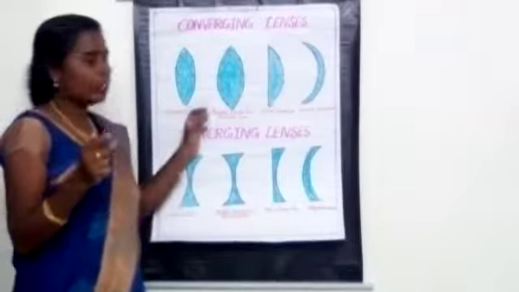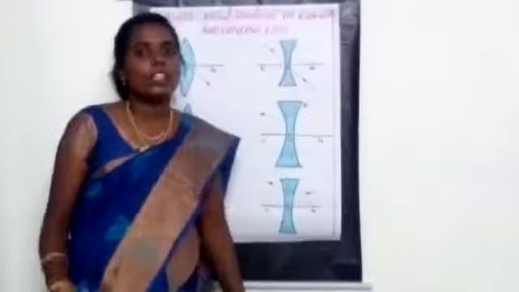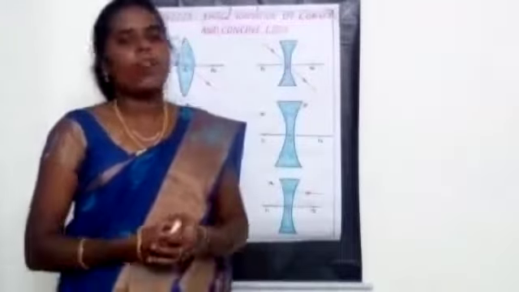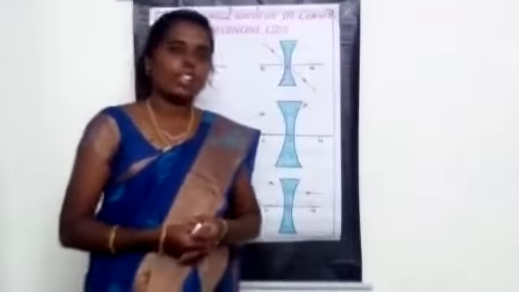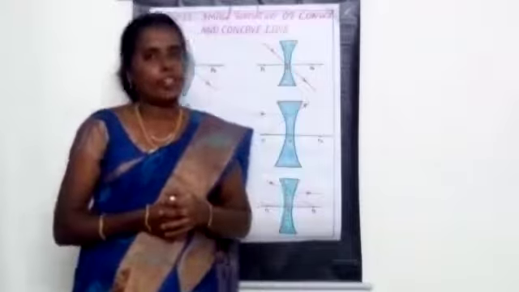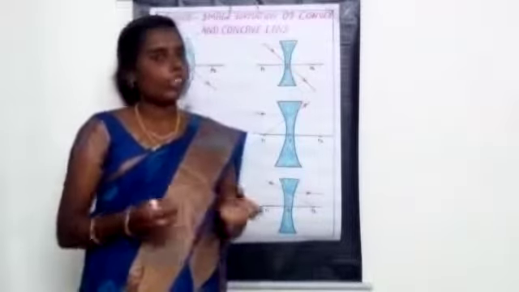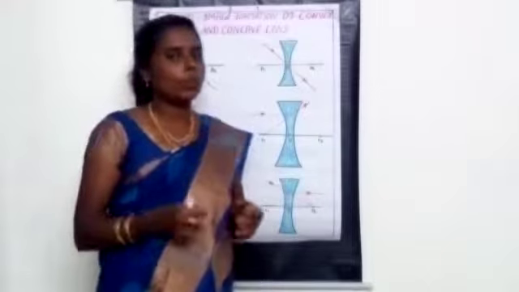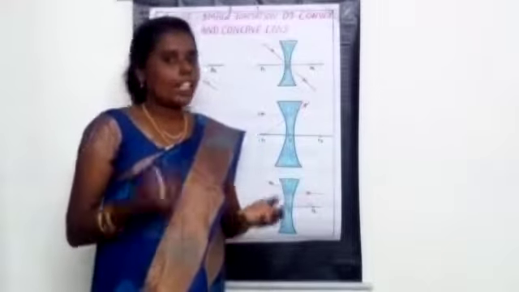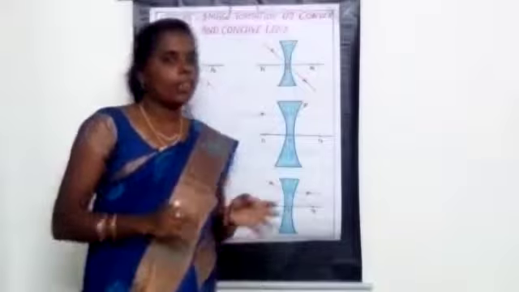Have you all understood the two different types of lenses? Next we are going to learn the image formation of the concave and the convex lenses, how the image is formed in concave and convex lenses. Before learning the image formation, we must know certain rules. If you know the rules, only then can we understand the image formation. So there are 3 rules, and we can learn them one by one.